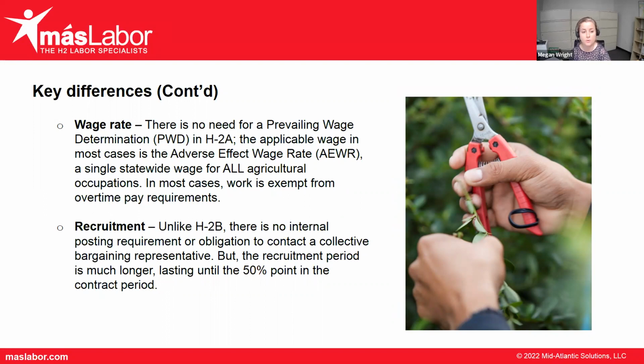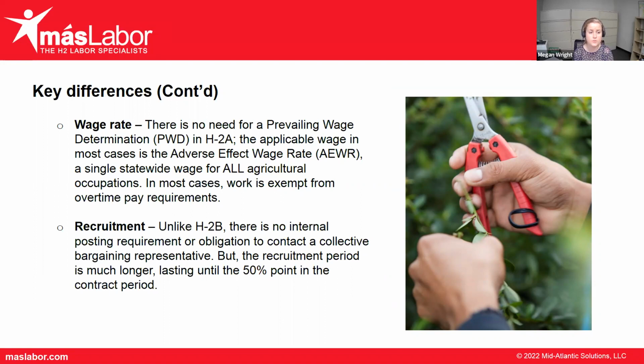We talked a little bit about wage rates, how the program is similar with having a dictated wage for both, but in the H-2A program, there is no need for a prevailing wage determination. In most cases, the applicable wage is actually a statewide minimum wage for all of the agricultural jobs within said state. That is called the AWER, or the Adverse Effect Wage Rate. And in most cases, workers are also exempt from federal overtime pay requirements.